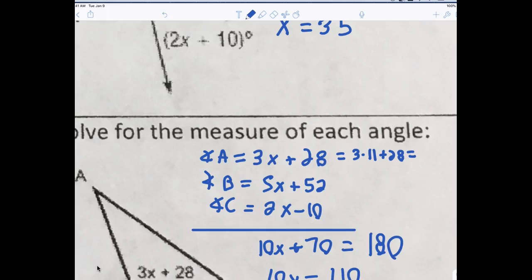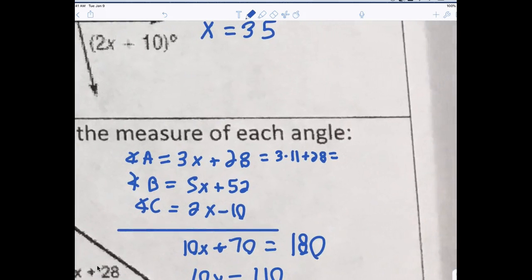What's 3 times 11? 33. What's 33 plus 28? That equals 61. There you go. So that's angle A. So put angle A equals 61.